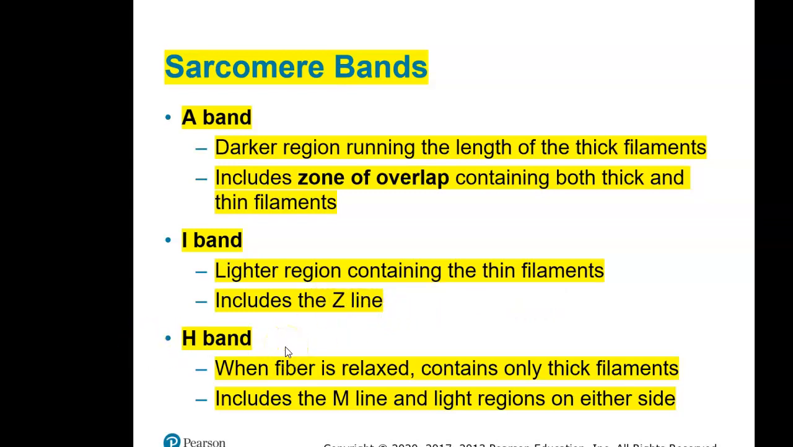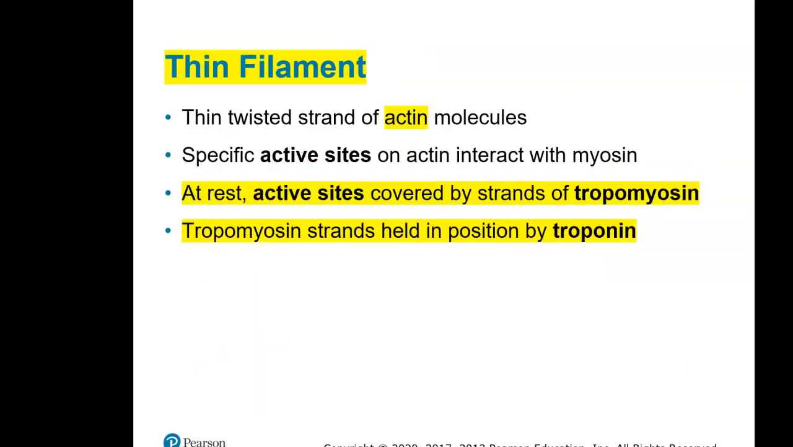And the H band is going to be the region that only contains thick filaments. So the H band is within the A band, but it's the portion that's only myosin. There's no overlap of actin. And the size of the H band will get smaller when the sarcomere contracts. Now, the thin filament itself consists of actin.